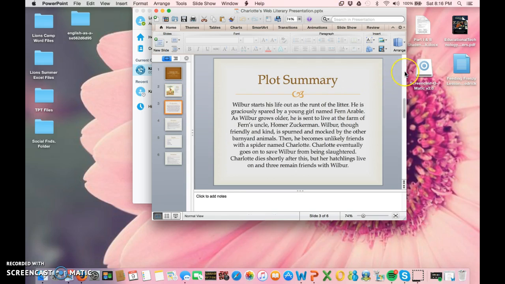For our plot summary, Wilbur starts his life out as the runt of the litter. He is graciously spared by a young girl named Fern Arable. As Wilbur grows older, he is sent to live at the farm of Fern's uncle, Homer Zuckerman. Wilbur, though friendly and kind, is spurned and mocked by the other barnyard animals. Then he becomes unlikely friends with a spider named Charlotte. Charlotte eventually goes on to save Wilbur from being slaughtered. Charlotte dies shortly after this, but her hatchlings live on and the three remain friends with Wilbur.